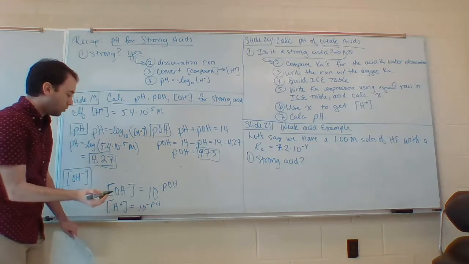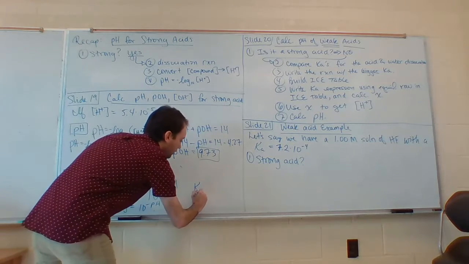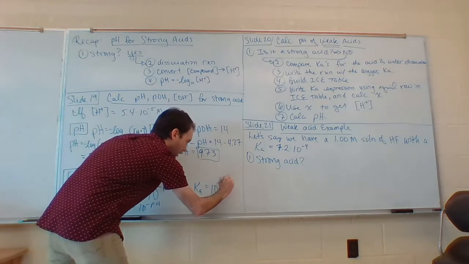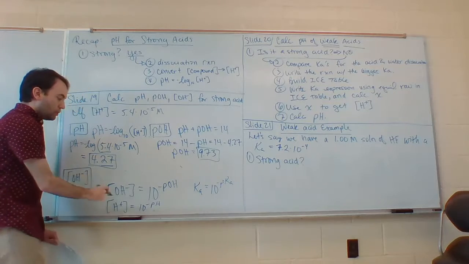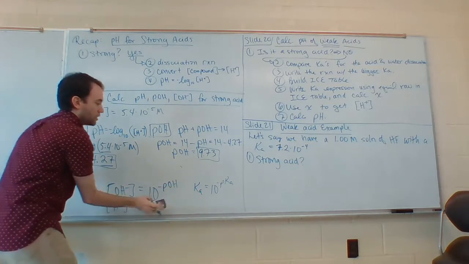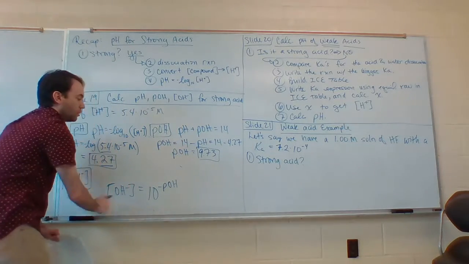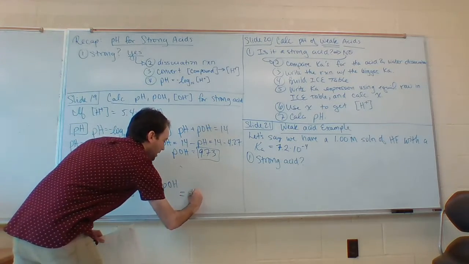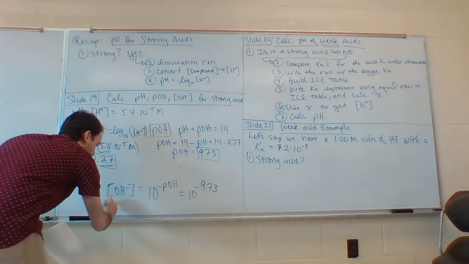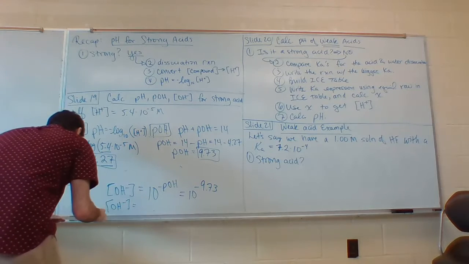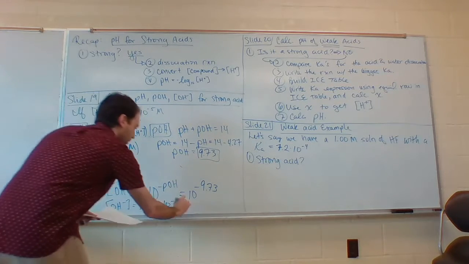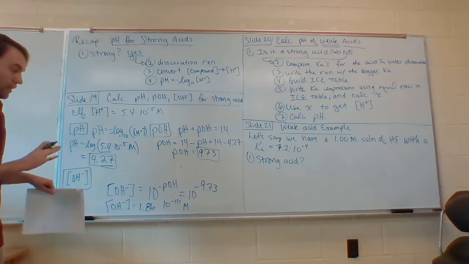If I wanted to know my Ka and I had my pKa, it would be 10 to the negative pKa. So you can use this form to always get your concentration, or whatever was inside of your logarithm, just like what you did in algebra. So we know our pOH, and all I have to do is say that it's 10 to the negative pOH, which is negative 9.73. That means that my concentration of OH minus is equal to 1.86 times 10 to the negative 10 molar. So that should be pretty straightforward.